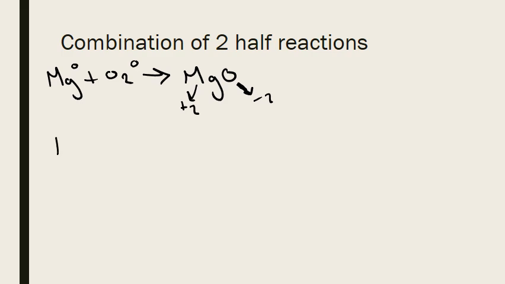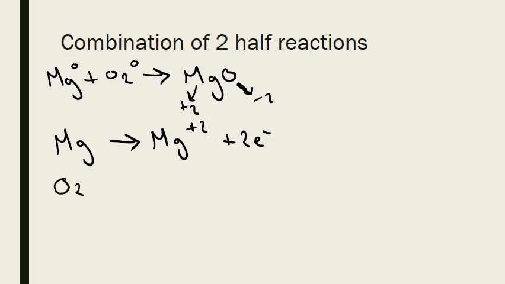So to write the half equations, Mg has lost 2 electrons to become Mg 2+. So we write the 2 electrons on the right hand side of the arrow. The oxygen has gained 2 electrons, but we've got 2 oxygen, so we write 2O2-, and it's gained 4 electrons. We then have to get rid of the electrons, so we times this by 2.